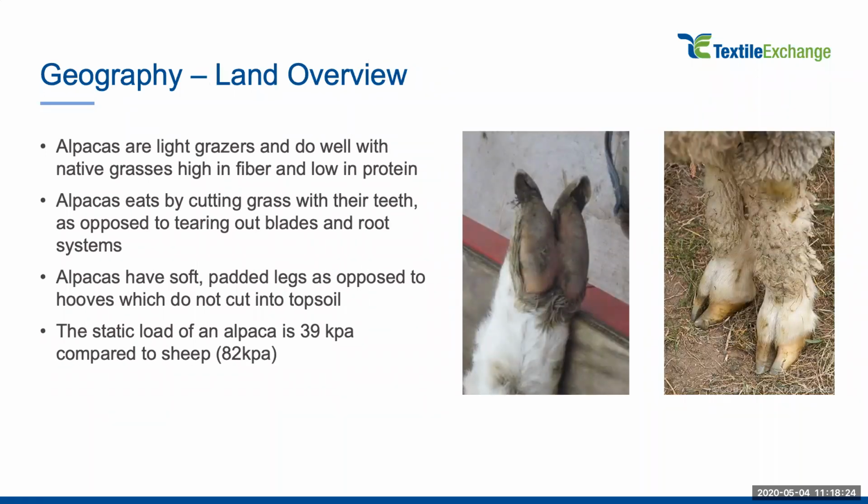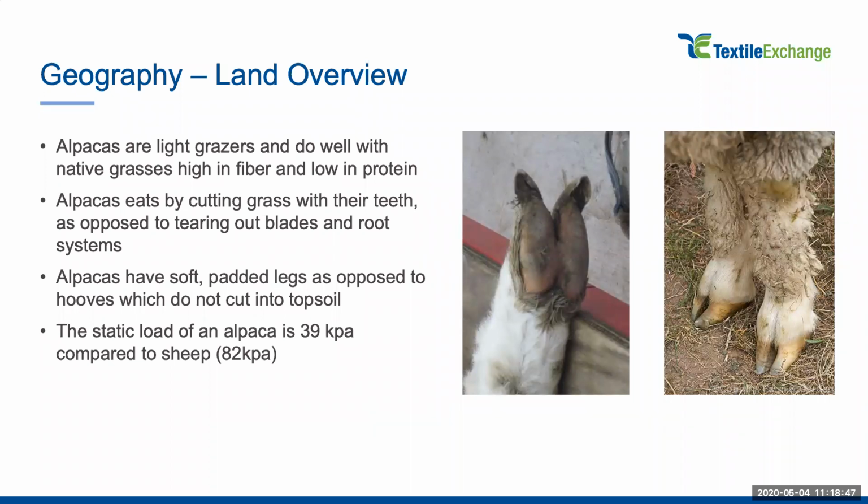A quick intro to the land overview, where we'll elaborate on this topic in further presentations, or if you join the stakeholder group to be a part of this discussion. But alpacas are light grazers, and they do well with native grasses that are high in fiber, low in protein. They actually eat by cutting the grass with their teeth as opposed to ripping out the root systems.